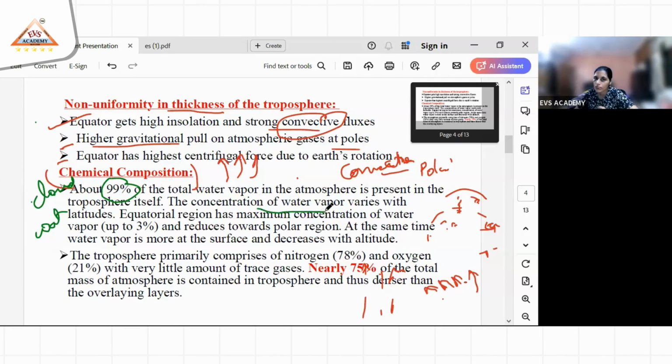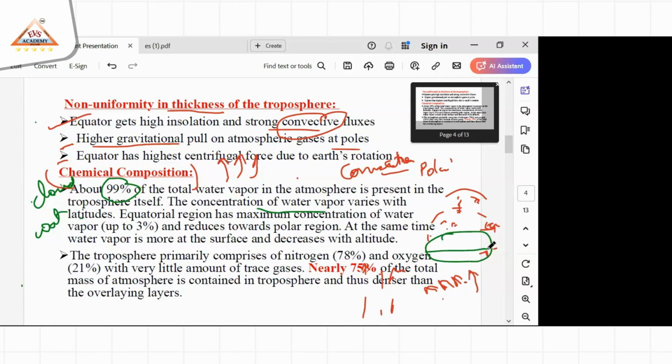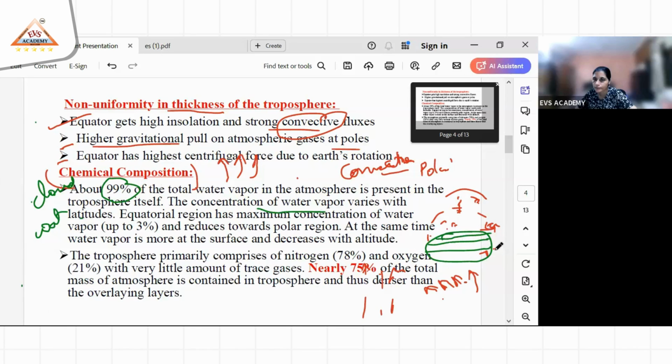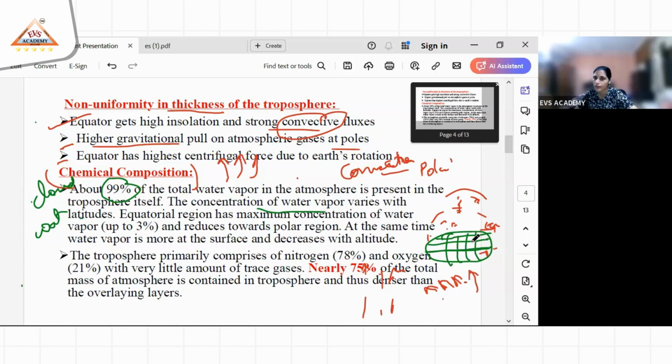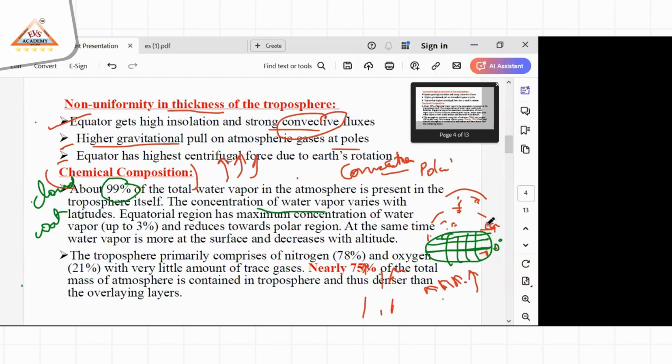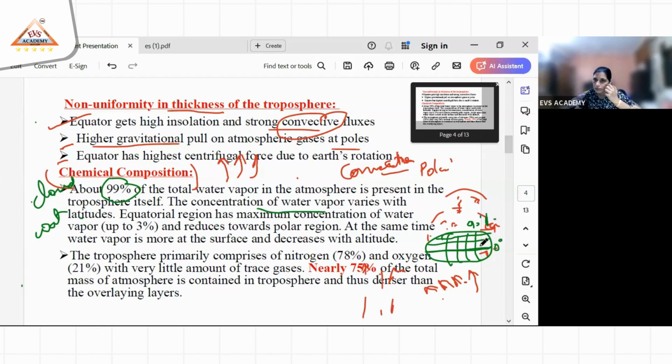Now the concentration of water vapor varies with latitude. Do you know what latitudes are? Latitudes and longitudes. What are latitudes? They are lines above the equator, something like that. Yes. From the equator to the pole, these are the latitudes: 0 degrees at the equator and 90 degrees at the poles. And these are the longitudes.